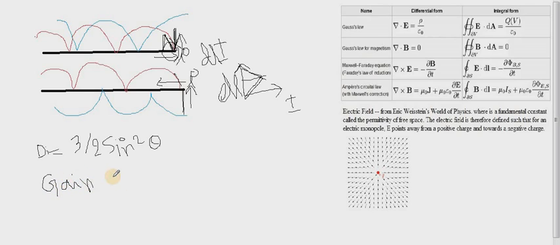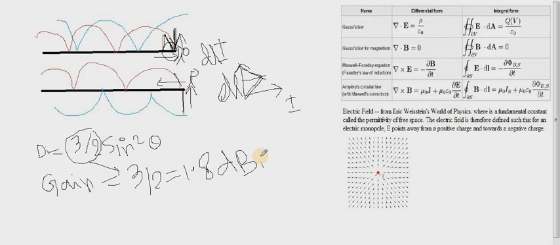The term will be very close to this part only, that is 3 by 2. I can say the gain will be 3 by 2, and in dB terms it comes as 1.8 dBi. So this is the directivity of this infinitesimal small dipole antenna.